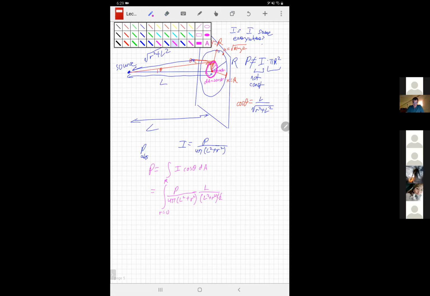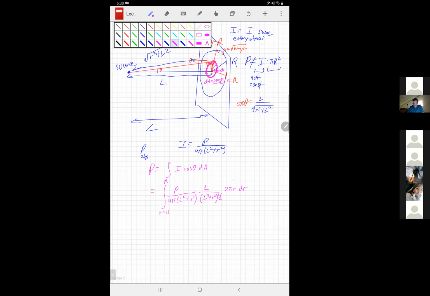And then our dA was the circumference of that ring multiplied by dr. So that's a 2 pi r dr. Somebody must have a question on one or more of these factors. Okay, we'll just go ahead then.